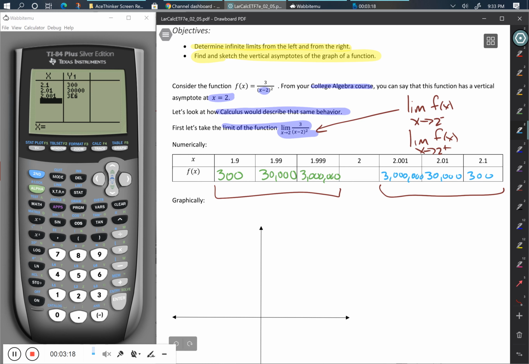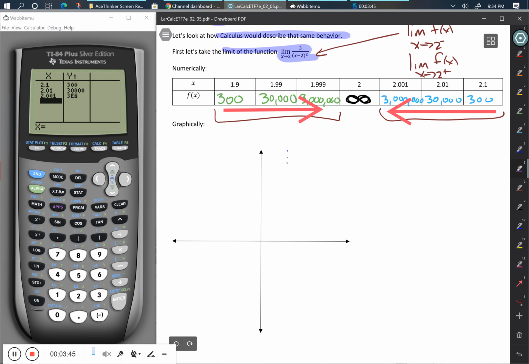So what do we think that this is going to approach? Well, from the left, it keeps getting bigger and bigger and bigger. From the right, it keeps getting bigger and bigger and bigger. So what do we call bigger and bigger and bigger? Infinity. Now, if you think back to college algebra, you would have come down here and said, well, right here, at x equals 2, we have a vertical asymptote, and the graph of this thing would look like this.